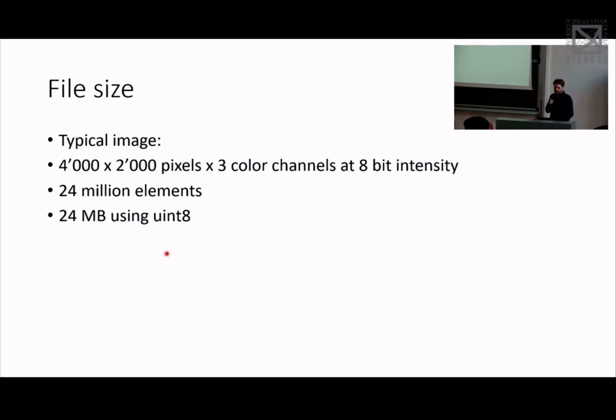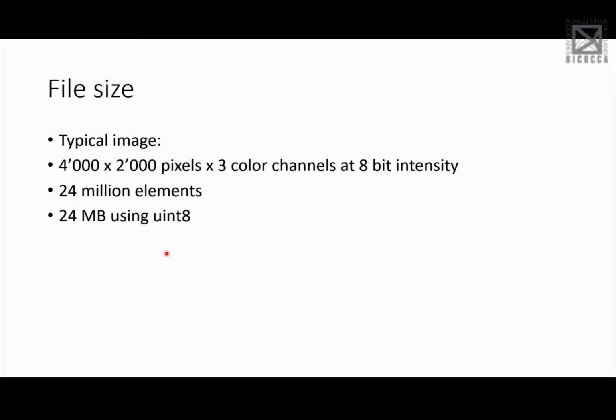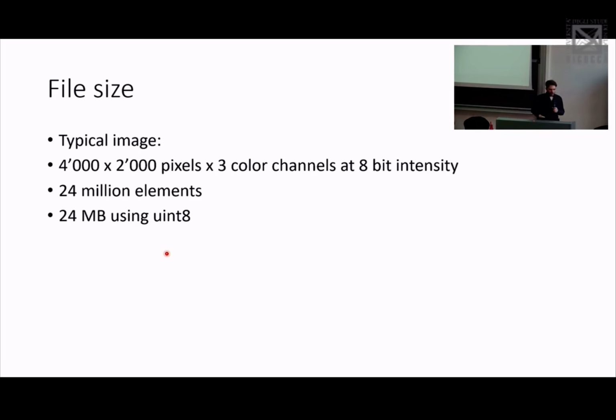So let's think about the file size. If you have a typical image, like a cheap phone camera with 4000 times 2000 pixels, that's 8 million pixels, and you have 3 color channels at 8-bit intensity. Nowadays, some professional cameras have 10 bits of intensity depth. But anyway, this cheap image has 24 million elements, which results in 24 megabytes using integer 8.